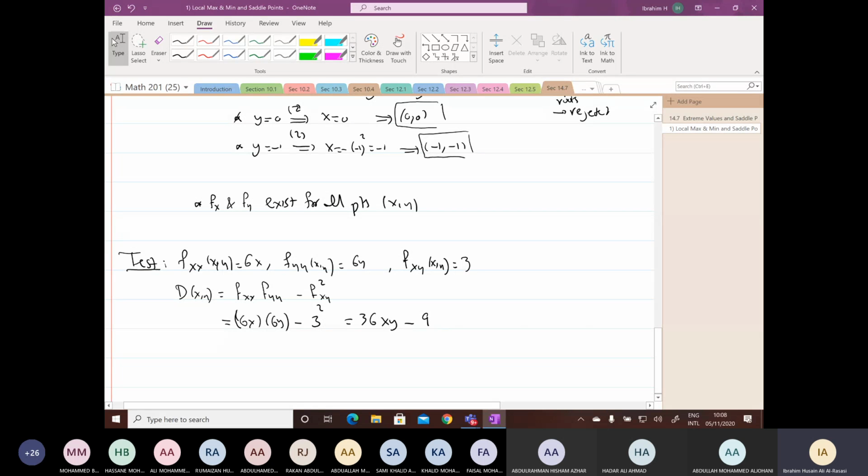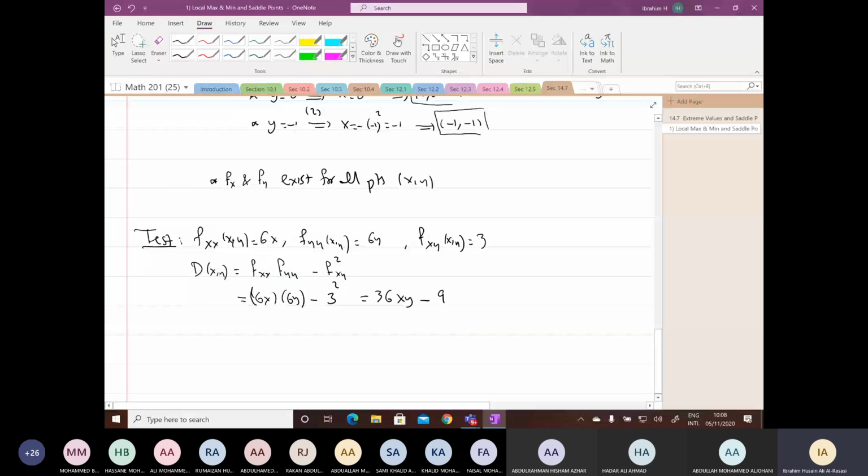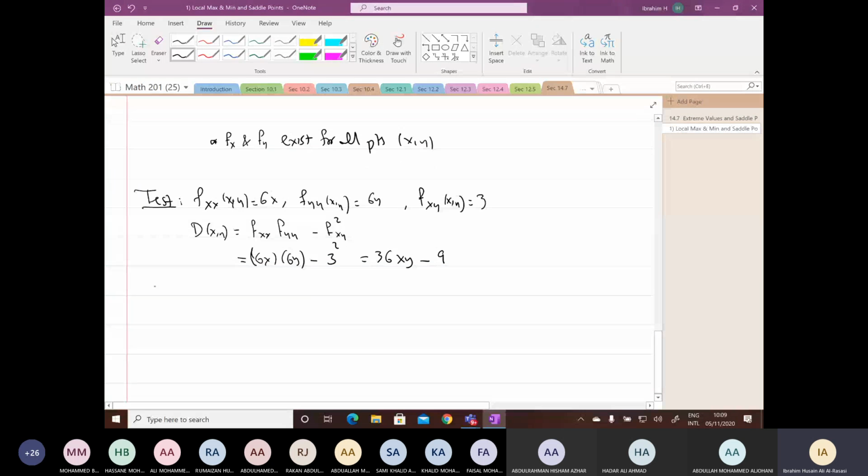Now check the sign of the discriminant at the critical points: (0, 0) and (-1, -1). This is the first critical point. D at (0, 0) equals 0 minus 9, which is minus 9, which is negative.